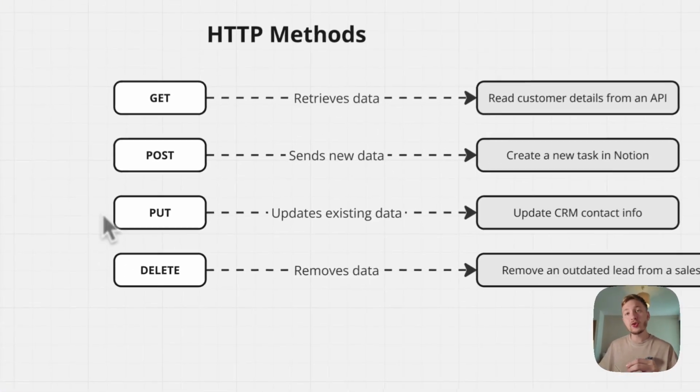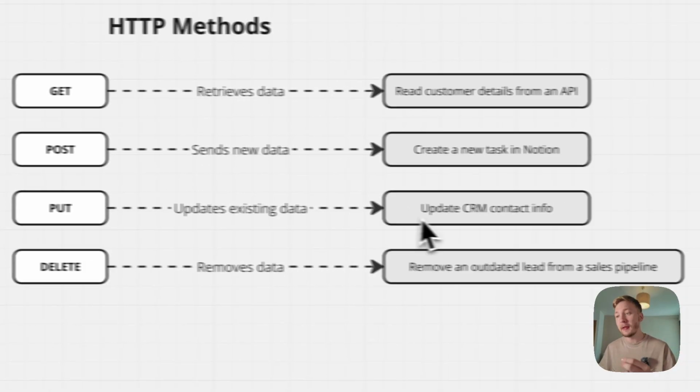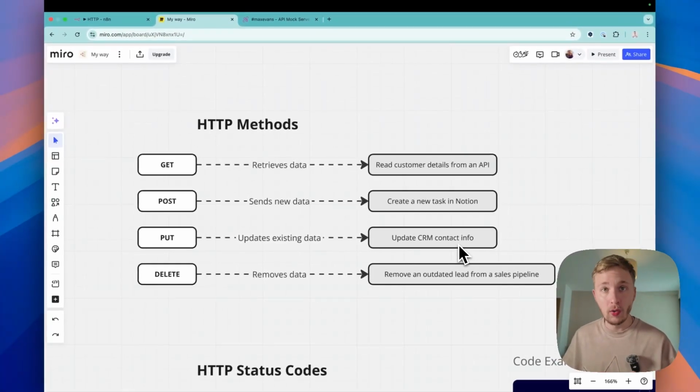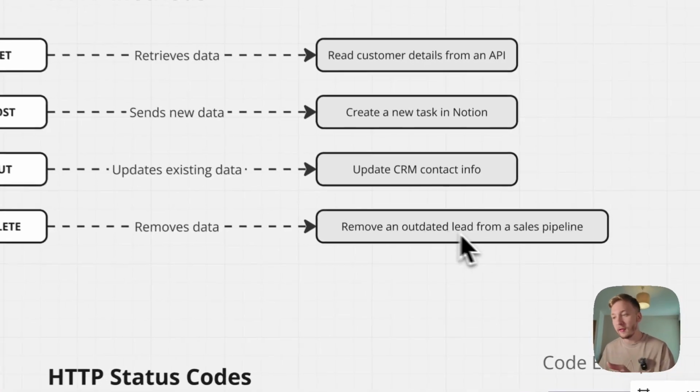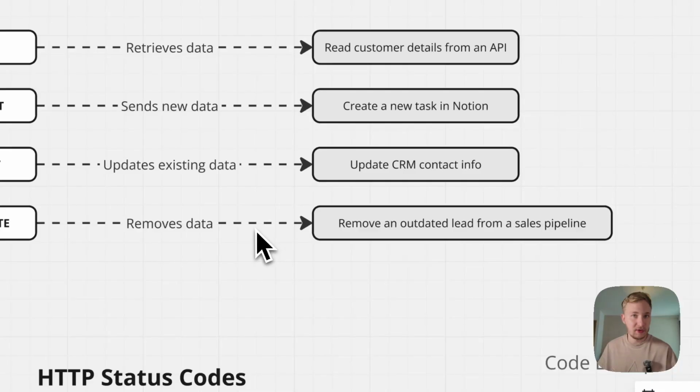PUT. It means that you just need to update some data. For example, update CRM contact info. And DELETE. It's pretty easy, it removes data from our server, from our database. For example, removes an outdated lead from a sales pipeline, right?